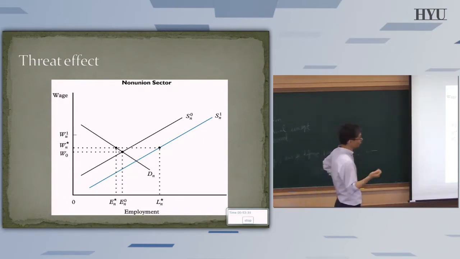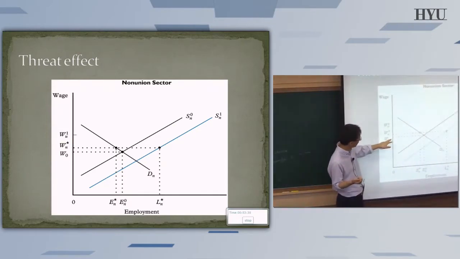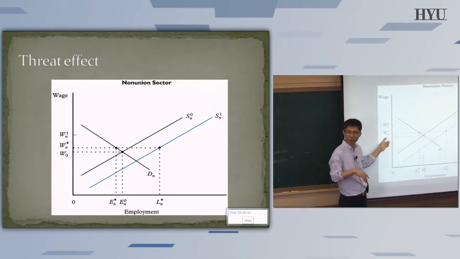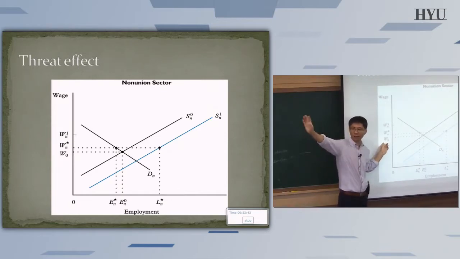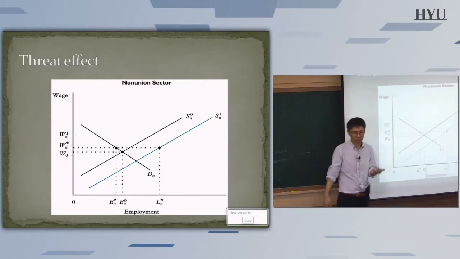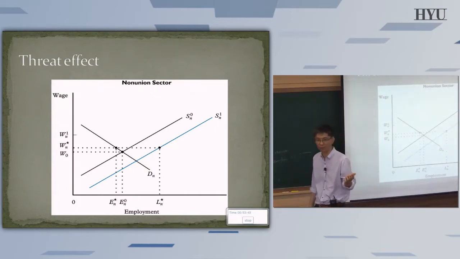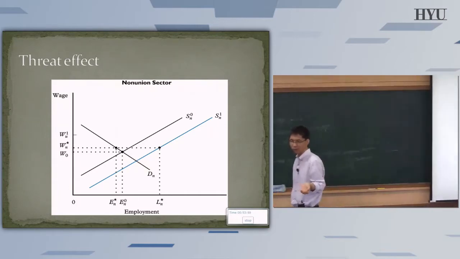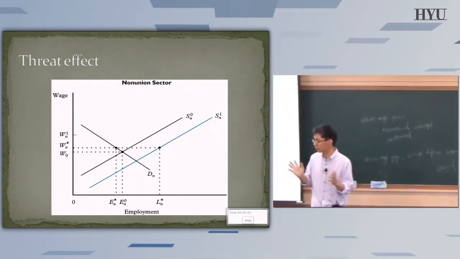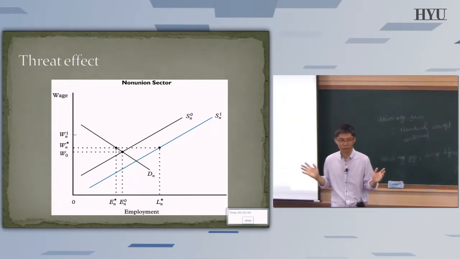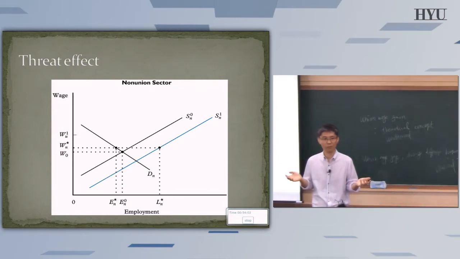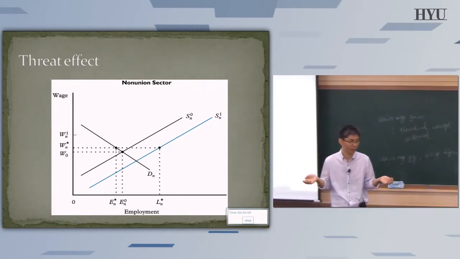So what it means is that, let's say before any union exists, you paid W0. Now the other company has a union, and you're worrying that your company's workers may try to have a union themselves. So I should try to prevent them from organizing the union. How would I do it? There could be many ways, but the most civil way is probably to treat them better.